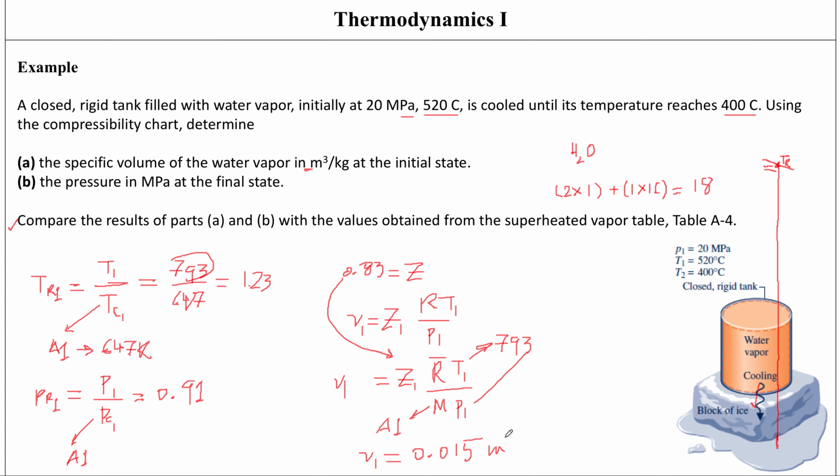meter cube per kilogram. Okay, so what you can do now is you can go ahead and find out the pressure at state 2 yourself, part B, and you can compare the two as well.